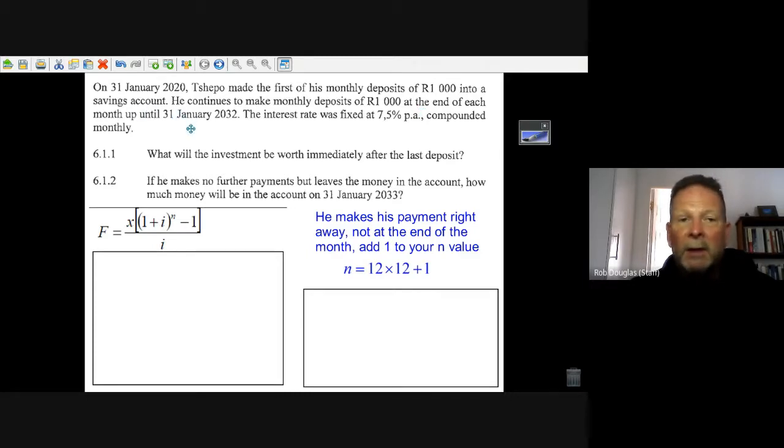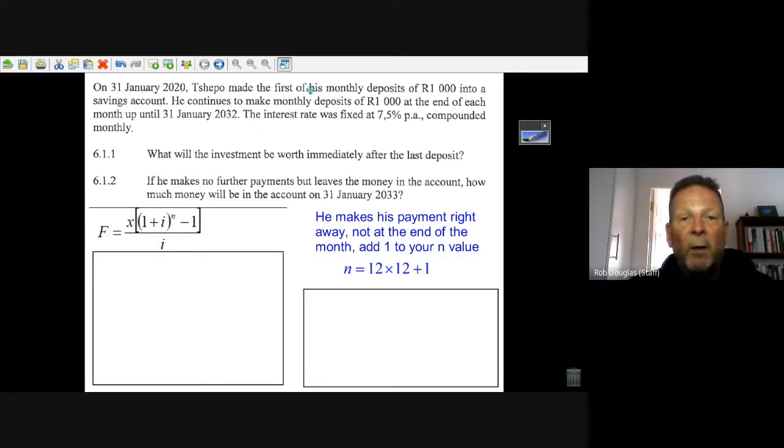He continues it all the way up till the 31st of January, 12 years later in 2032. The interest rate is 7.5% per annum, compounded monthly. What will the investment be worth immediately after the last deposit? Now this is the tricky part where it's easy to make a mistake. I did the first time, I just didn't look at it carefully.